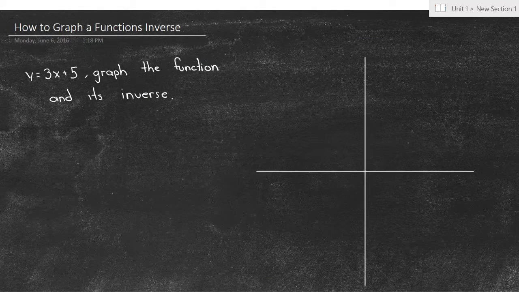Hey guys, today we're going to do a video about graphing a function's inverse, and we're given the original function y equals 3x plus 5. What we need to know is that the graph of the inverse can be found by doing a reflection over the line y equals x.